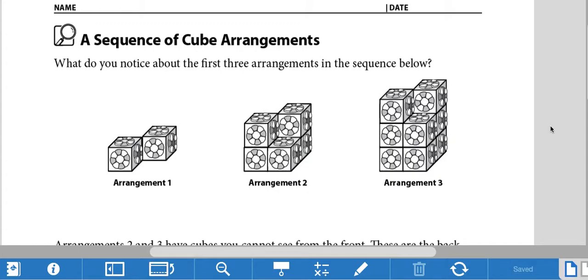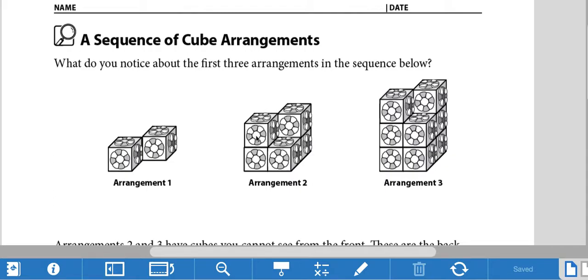So I don't know if you guys remember, but way back in the beginning when we were doing volume, we used the cubes and we made different arrangements. So I just want to go over what these arrangements are. So if we look at arrangement 1, there are 2 cubes. So we can see that there are 2 cubes. Now on this one, we have to go ahead and count how many cubes there are.